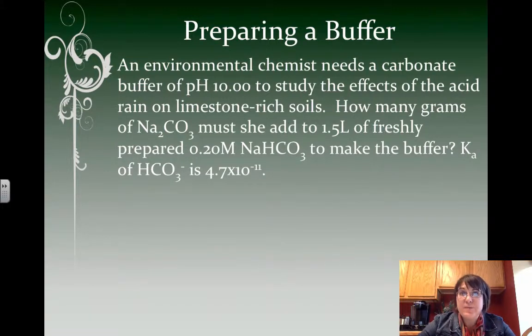So here's our example. An environmental chemist needs a carbonate buffer of pH 10 to study the effects of acid rain on limestone-rich soils. How many grams of sodium carbonate must she add to the 1.5 liters of freshly prepared 0.2 molar sodium bicarbonate in order to make the buffer? The Ka of the bicarbonate ion is 4.7 times 10 to the negative 11. So we have all the information we need to prepare our buffer. Let's see how to handle the mathematics.